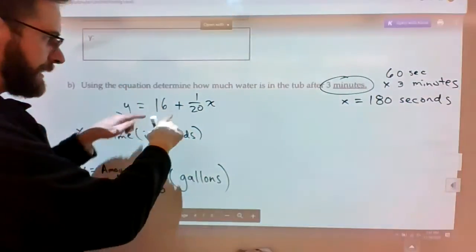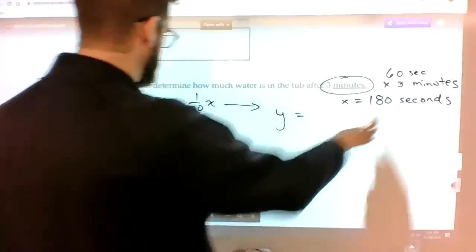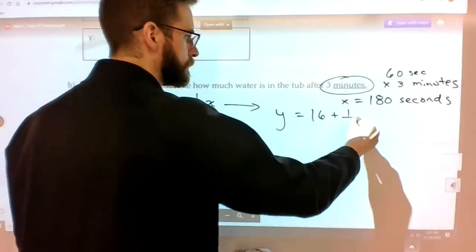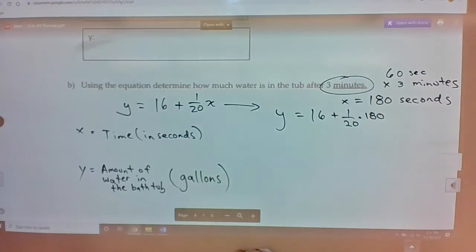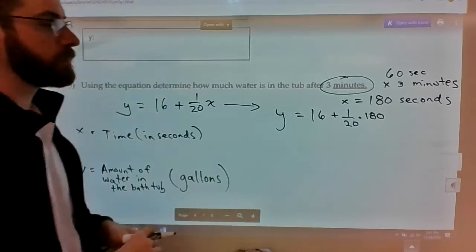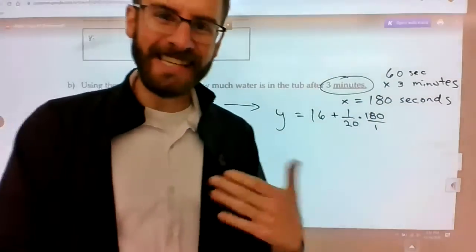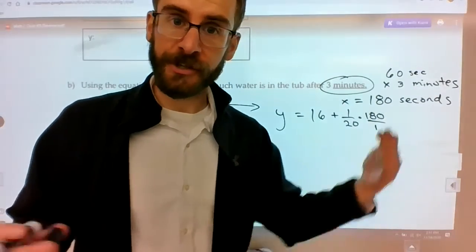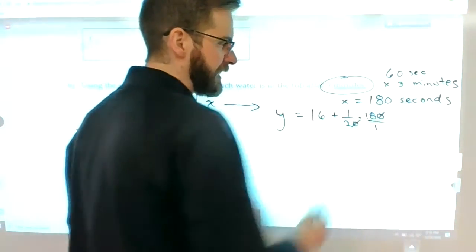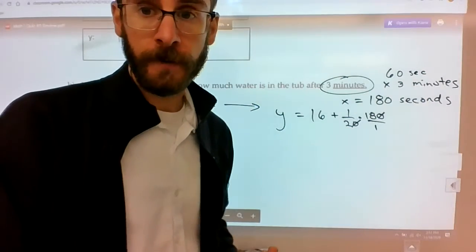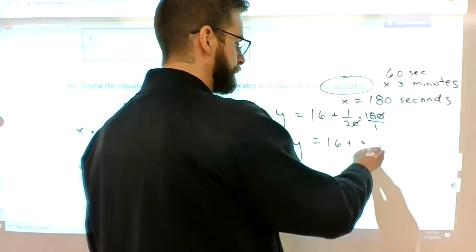So what I'm doing is I'm taking my equation and I am replacing the x with 180. Now, how do you multiply a fraction times a whole number? Put the whole number over 1. See if you can cross cancel. I instantly see there's a 0 on the top and a 0 on the diagonal. Divide by 10, you get 18 times 1 over 2. Well, 18 over 2 is 9, so it's going to be 16 plus 9, which is 25.